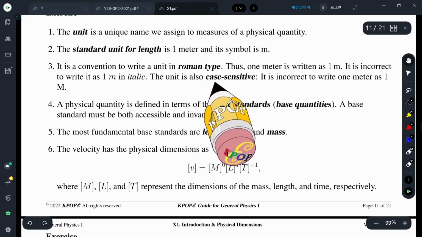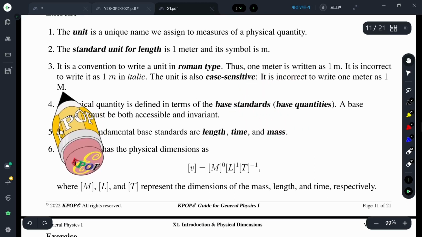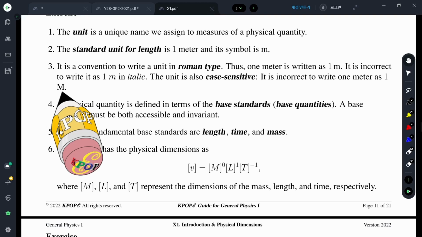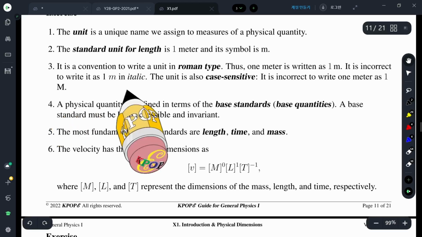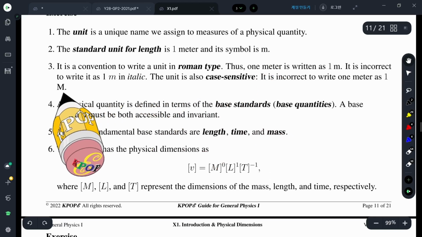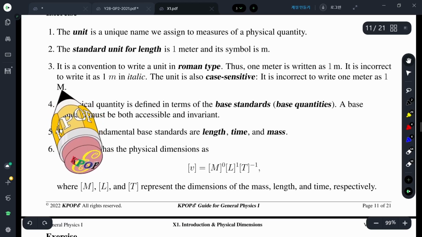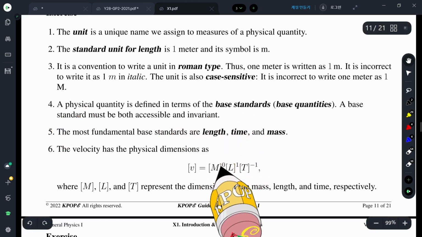And the unit is case sensitive. For example, meter should be written in lowercase. It should not be written as a capital M. And actually capital M is not a meter, it is mega. All right, it is a million, 10 to the 6. This is a number. Even though it is Roman, it is a capital letter. Capital letter M is not the unit meter.